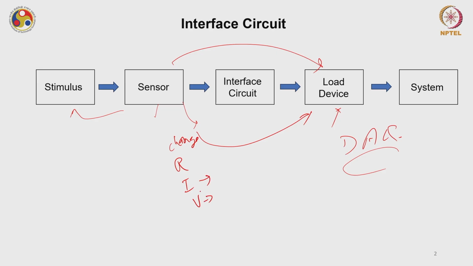The level of this current change or voltage change can be so low that it cannot be fed to the load device, or there can be a condition where the load device will not accept the current format of the sensor. Say the data output of the sensor is in the form of current, while the load device can only accept voltage at its input terminal. That is why we have to condition the signal coming out of the sensor, and that is mostly achieved by the interface circuit or the signal conditioning circuit of a sensor system.